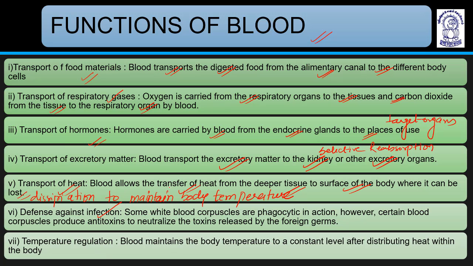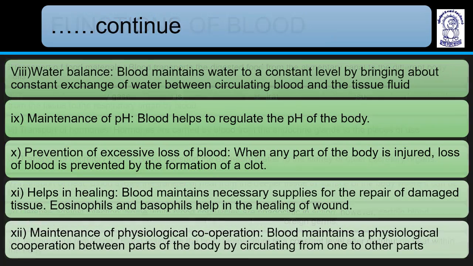Defense against infection. White blood corpuscles or leukocytes are phagocytic in action. However, certain blood corpuscles produce antitoxins to neutralize the toxins released by foreign germs. Temperature regulation. Blood maintains the body temperature at a constant level after distribution of heat within the body.